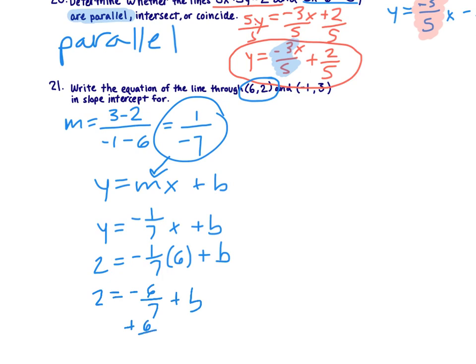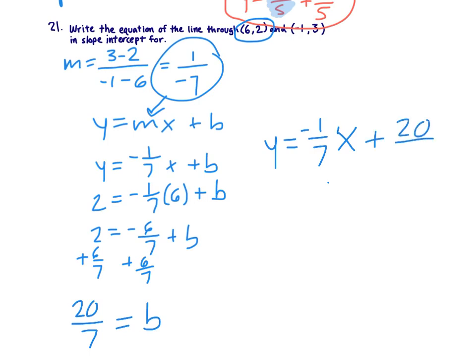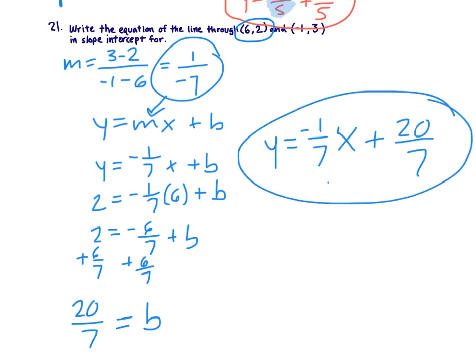And then we add 6 over 7 to both sides. And we get, so 2 plus 6 over 7 would be 20 over 7. Again, you're not going to have problems like this on the test. It'll be nice numbers. And then your equation will be y is equal to negative 1 over 7 x plus 20 over 7. So this is the answer for 21.